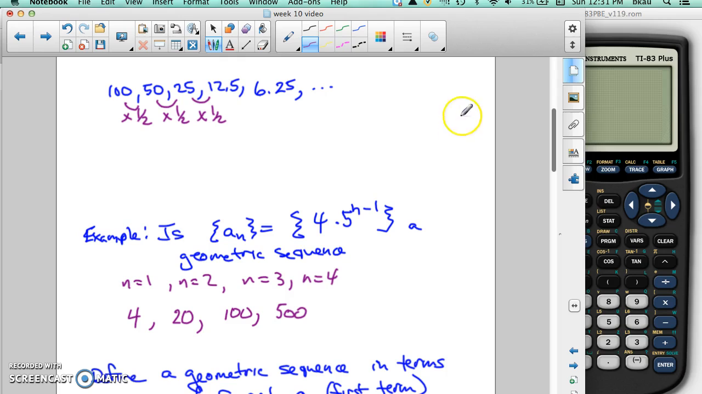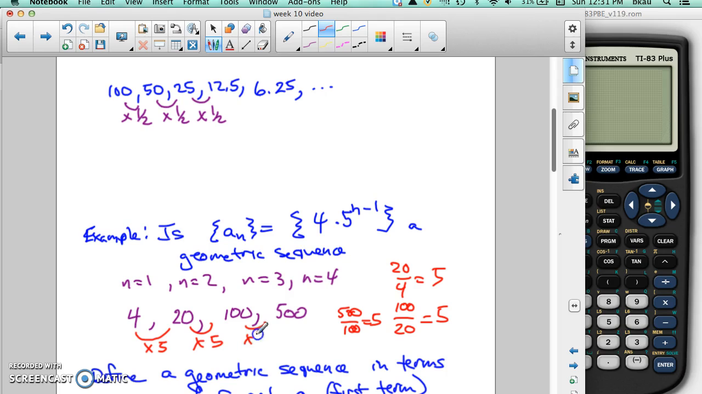So if we're looking at this, we can see the terms. We're going to look at the term differences or ratios here. We're multiplying by 5. We can check this by doing 20 divided by 4, and we get 5. 100 divided by 20, we get 5. And if we did 500 divided by 100, we get 5. So each one of these terms is a multiple of the previous term by a multiple of 5. So this one is yes. It is a geometric sequence because it has a common ratio between its terms.